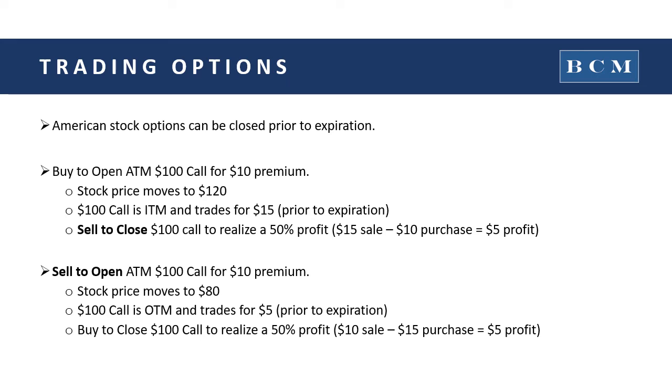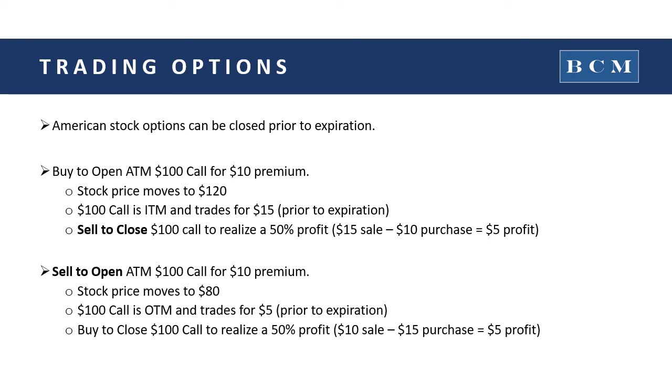Remember, we're talking about publicly traded stock options that can be bought and sold on an exchange. So if we buy an option, we can turn around right away if we want and sell it. Right? We can sell it before it expires. So, for example, let's say we buy an at-the-money $100 call option for $10. In option terminology, that transaction is known as buy to open.